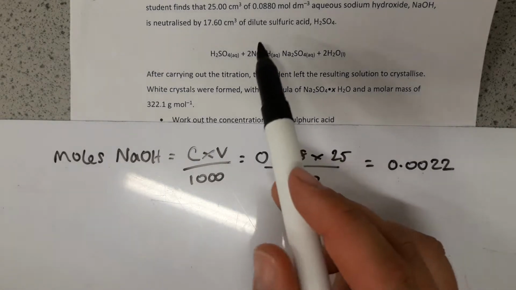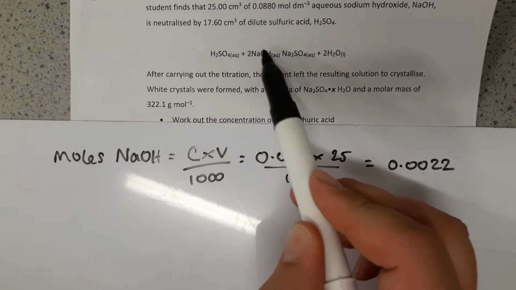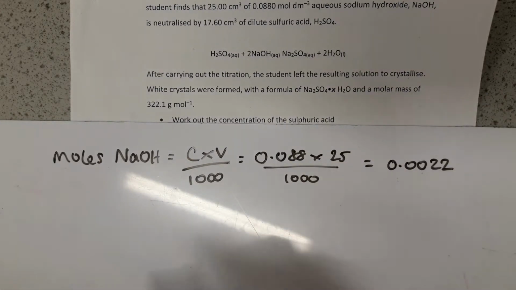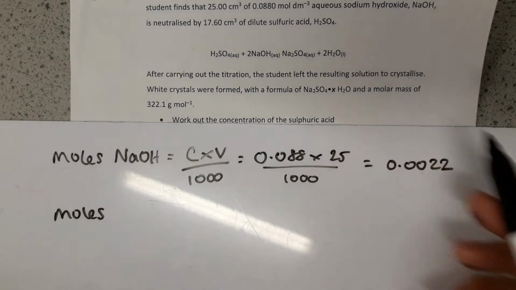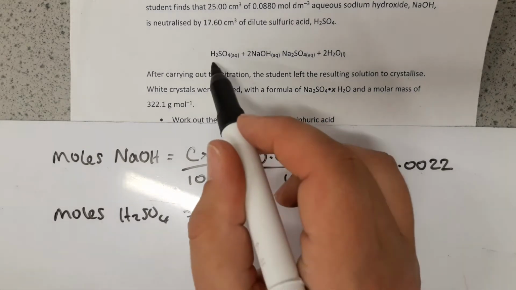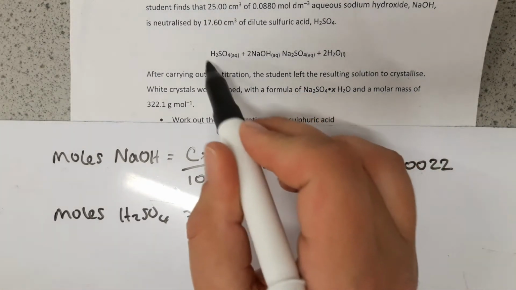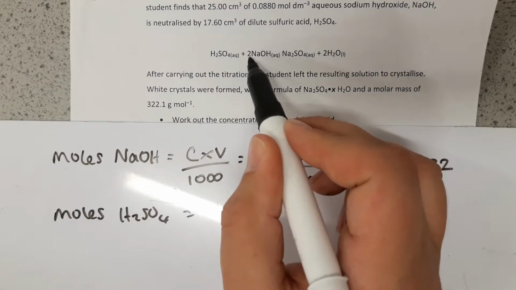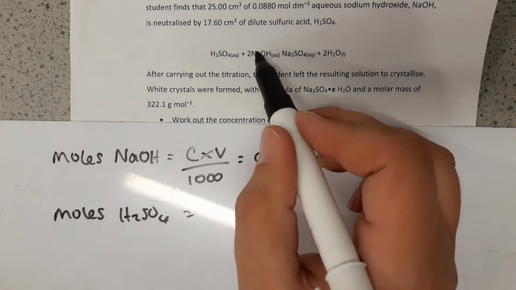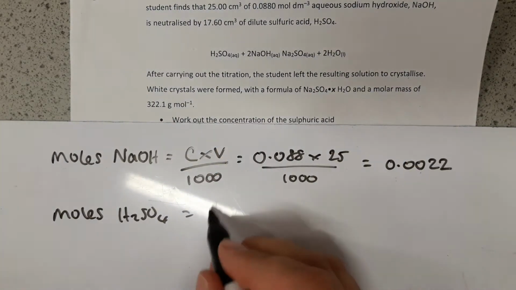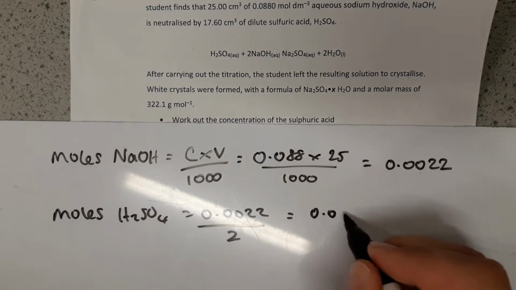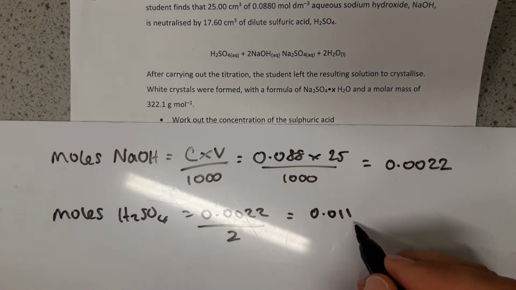Looking now at my ratio, I can see that 2 moles of sodium hydroxide will react with 1 mole of sulfuric acid. So to work out my moles of sulfuric acid, all I need to do is use that ratio. So the moles of H2SO4 is going to be half the value of the moles of sodium hydroxide, because for every 1 mole of sulfuric acid, it requires 2 moles of sodium hydroxide to react. I've worked out I've got 0.0022 moles of sodium hydroxide, so I'll need half the amount of sulfuric acid to react. So 0.0022 divided by 2 is obviously 0.0011. So this is my moles of sulfuric acid.